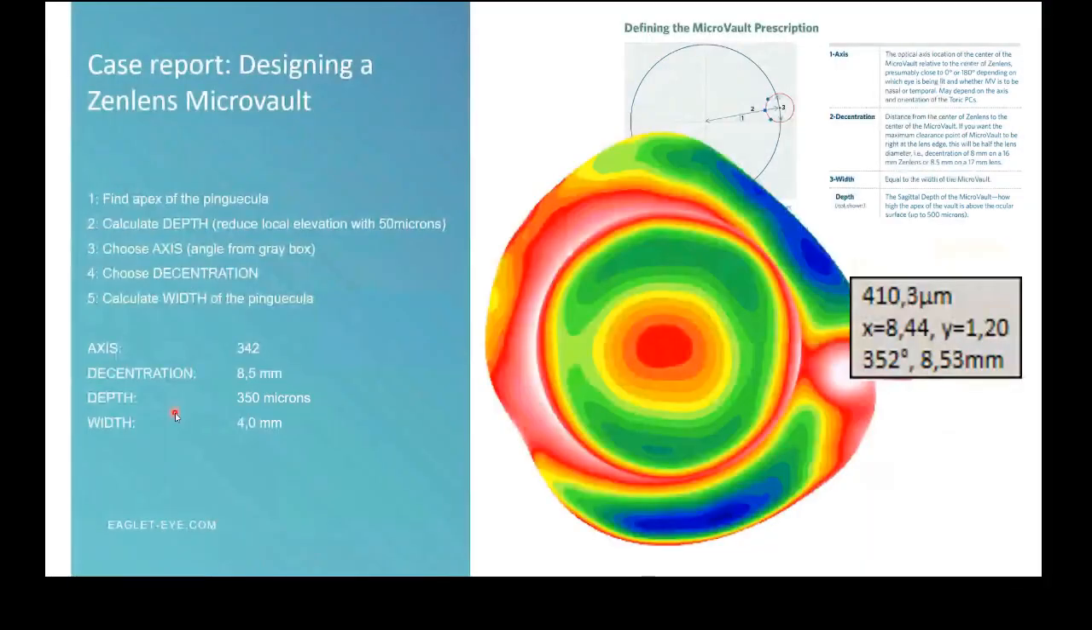So here I've just added it all together. So the axis 342, decentration, depth, and the width. Is there any question about this example?